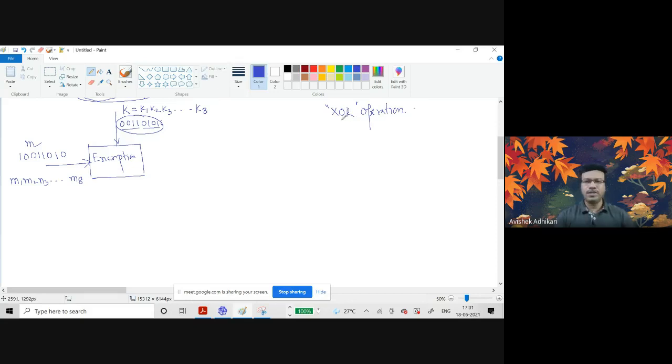So XOR operation is very simple one. How can we define XOR operation? If I consider the bitwise XOR operation, then both the operands are in binary. So let's have a look at the truth table.